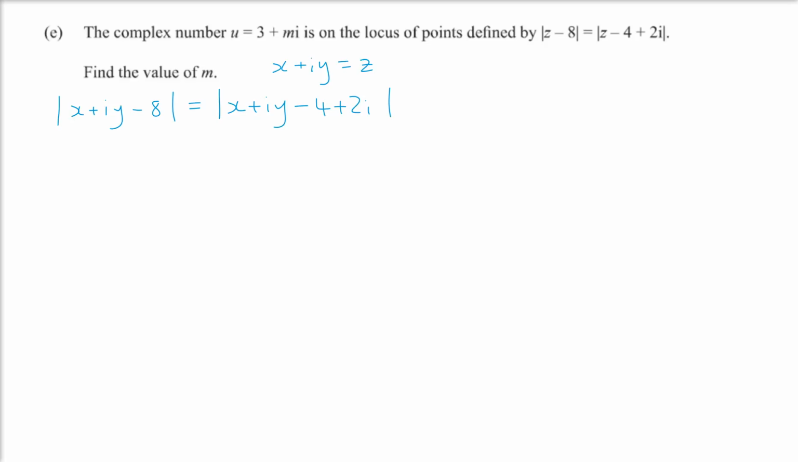Next step is just to simplify, factorize, group, whatever you want to call it, the real parts and the imaginary parts. Don't need that bracket, but been doing it. So x minus 4, that's my real part. My imaginary parts are going to be like that. Happy?